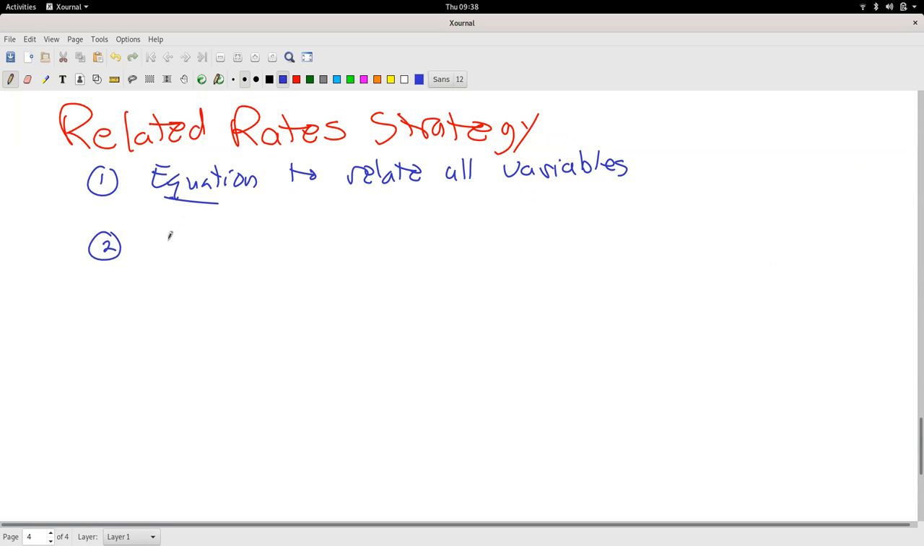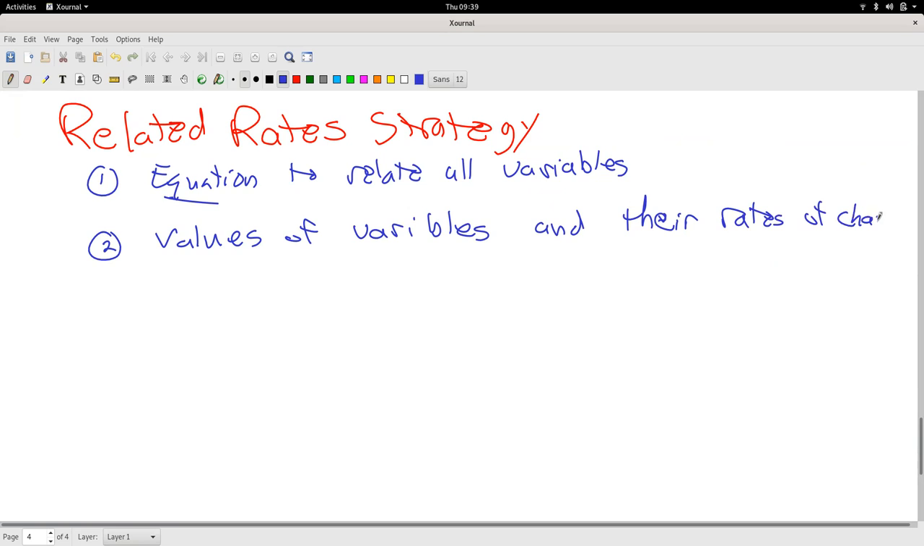Step two is then at some particular instant, we need to know values. And we need values of the variables involved and their rates of change. And we have to have enough information to solve for whichever part we're looking for, which is usually the rate of change of one of the variables. So we'll have enough information to find that. And so then from there, once we have the equation and the suitable values and variables, we can then solve for a particular rate.